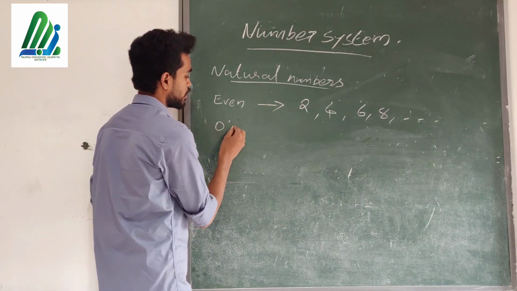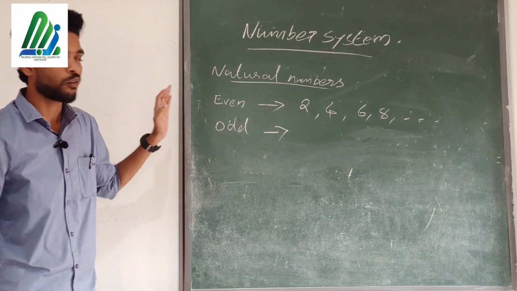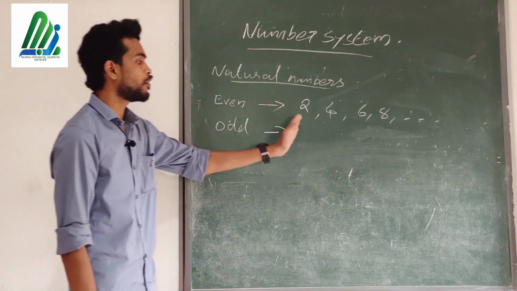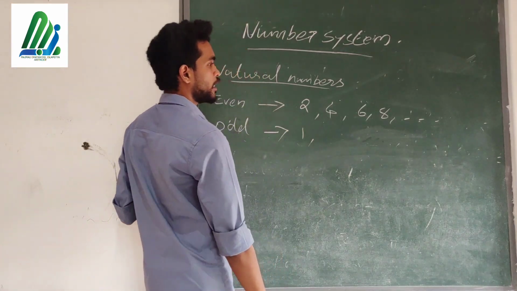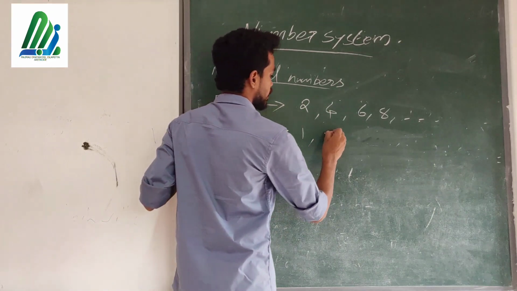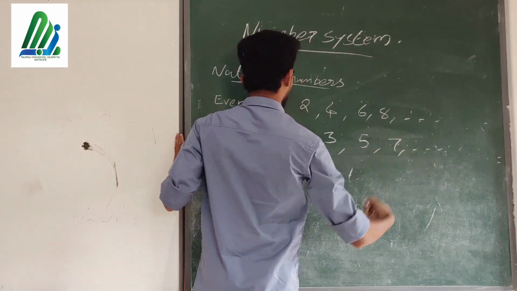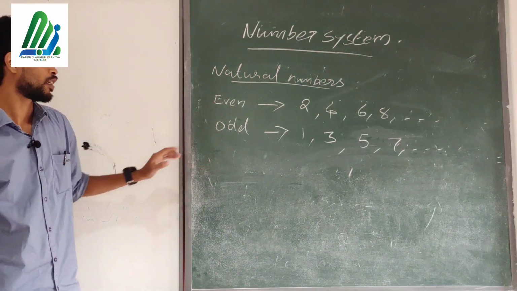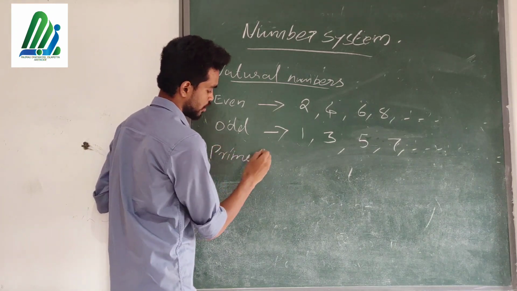And the second pattern is odd numbers. What are odd numbers? Odd numbers are the natural numbers which can't divide by 2. That are 1. 1 never can divide by 2, and the second 3, 5, 7, etc. Even numbers and odd numbers. And the third is prime numbers.